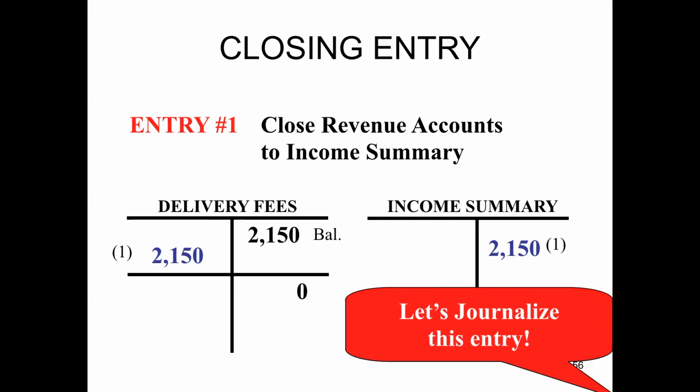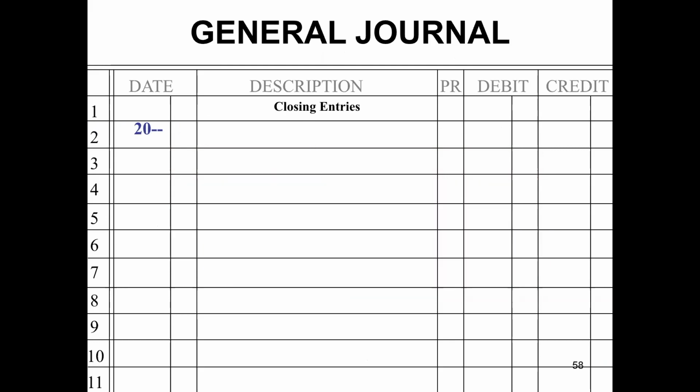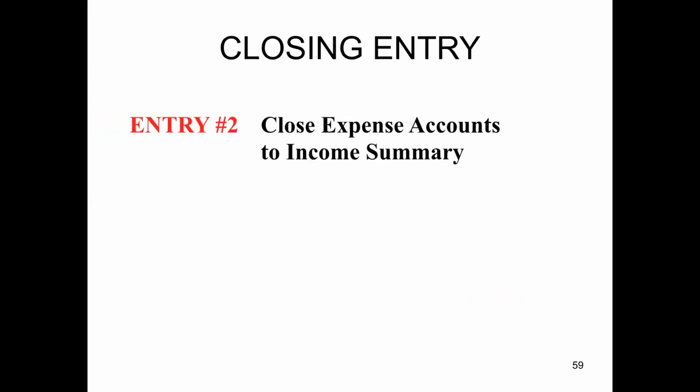Let us journalize this entry. So instead of writing an explanation in every entry, the words closing entries are written before the first entry. So the first entry is to debit delivery fees 2,150, and credit income summary. Done. Now let's go to the second step, to close expense accounts to income summary.